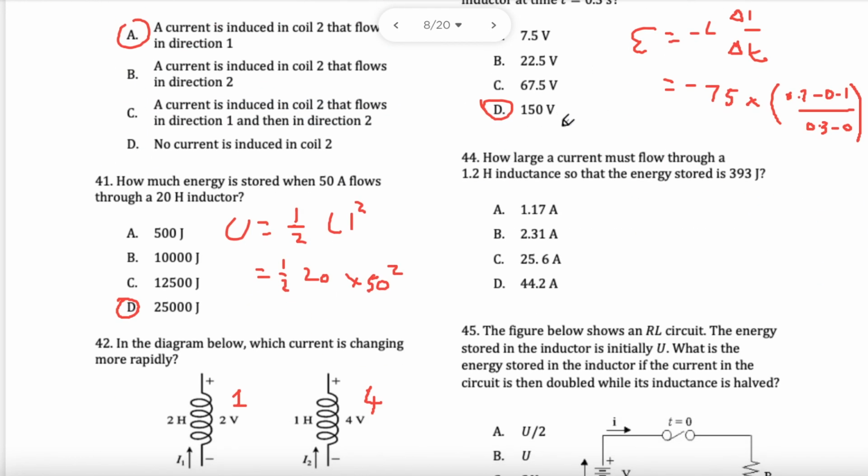So next, how large of a current will flow through this to get that energy? That's the same formula, but I can shift solve to get I, or rearrange the formula. I'm just going to put the numbers straight in right now: 393 equals a half, L 1.2, times I squared. So let's solve it using shift solve. I will get 25.6 amps.